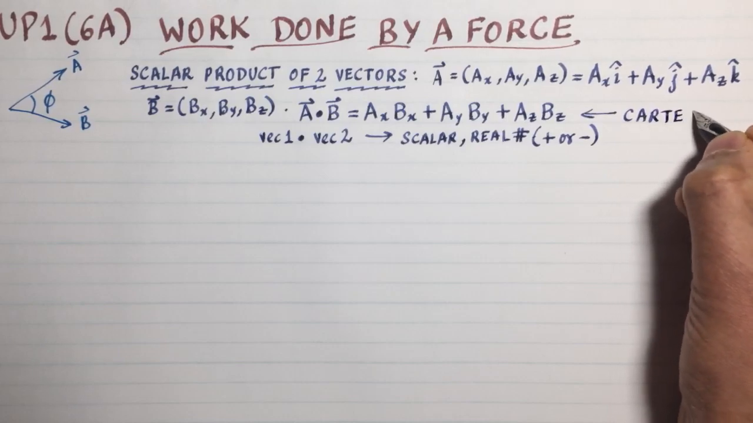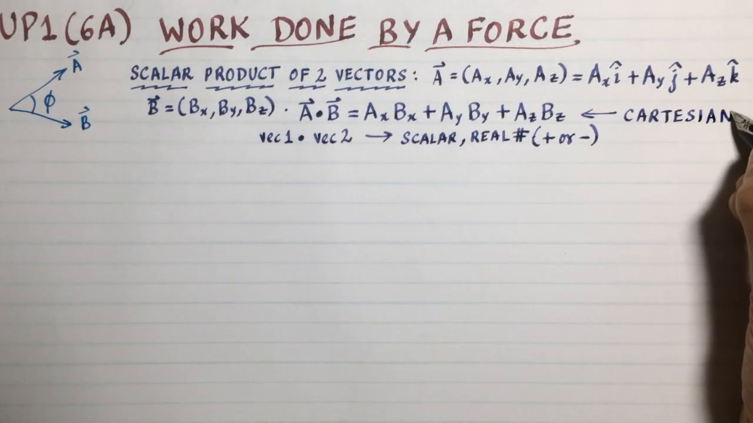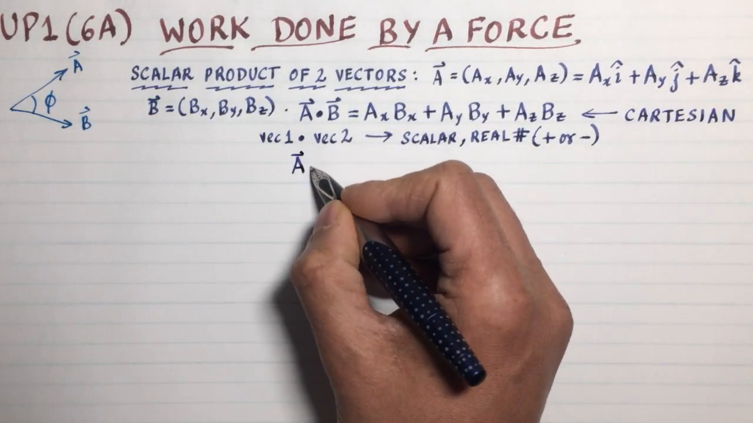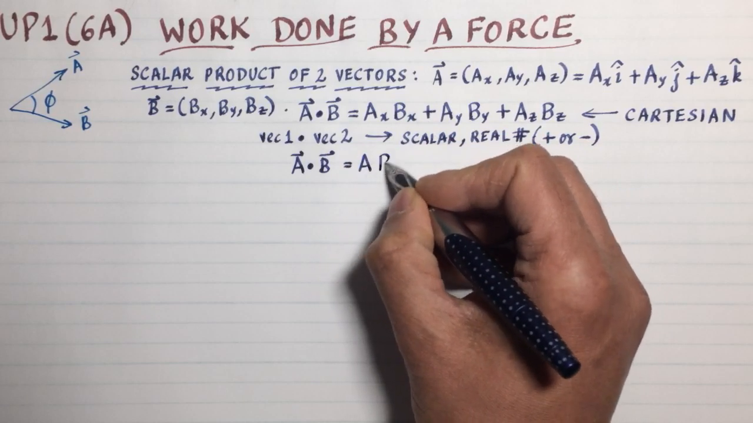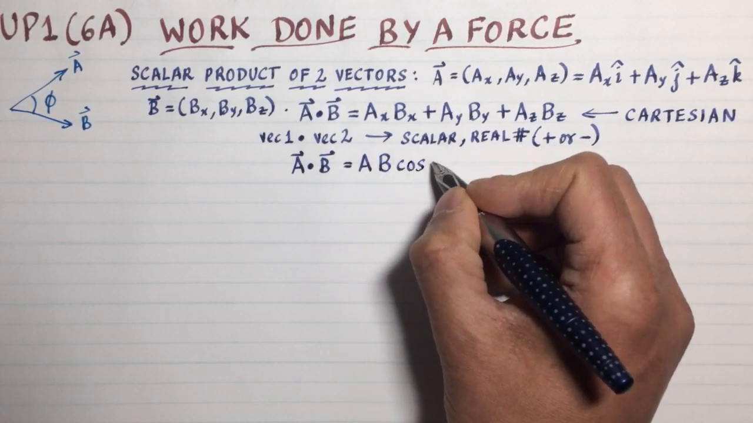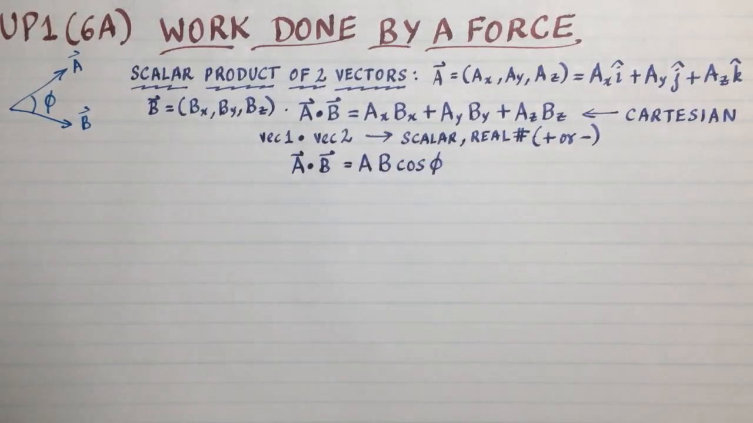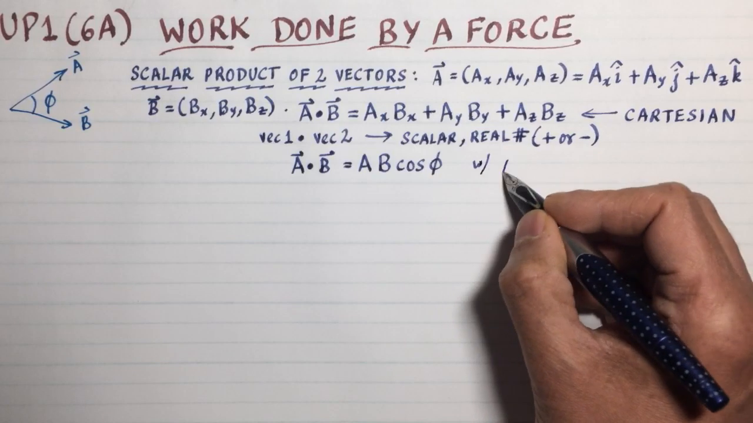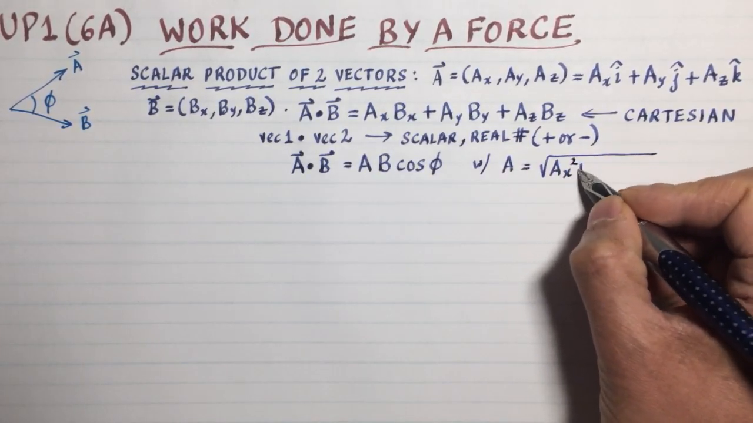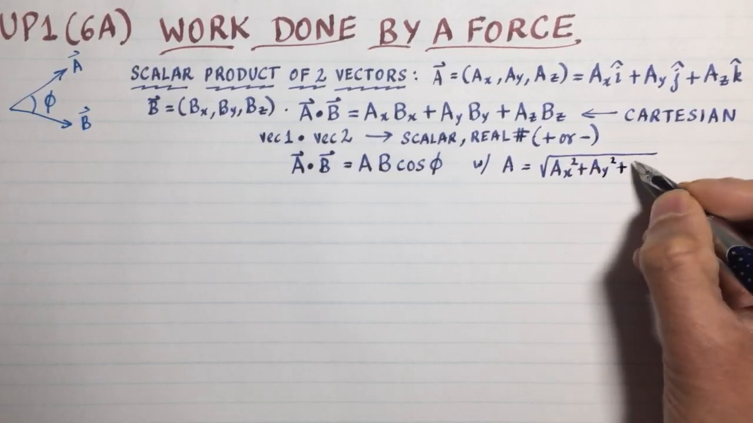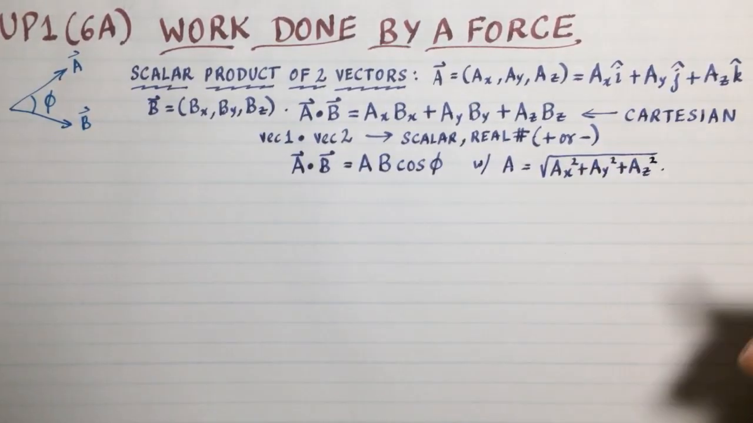The scalar product can also be represented in polar coordinates. In polar coordinates, a dot b is the length of a times the length of b times the cosine of the angle between them. So I've drawn a little picture there to help you. The length of a and the length of b are defined in the usual manner using the Pythagorean theorem. So for example, the length of a would be written as the square root of ax squared plus ay squared plus az squared. And you can write a similar expression for the length of b.